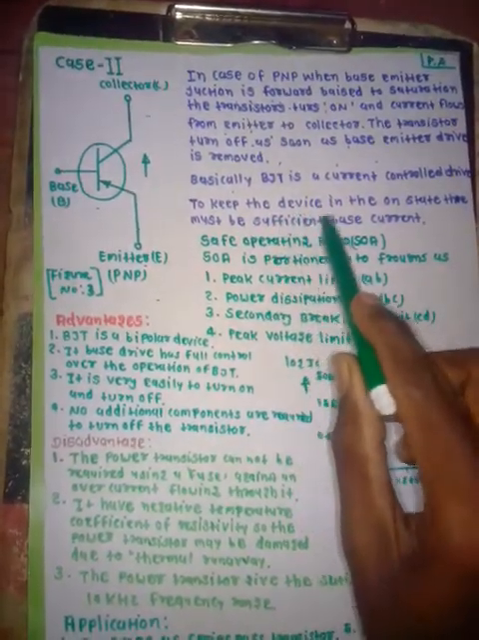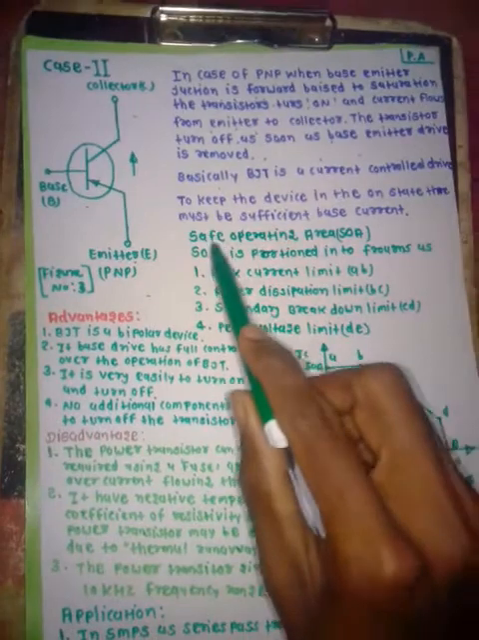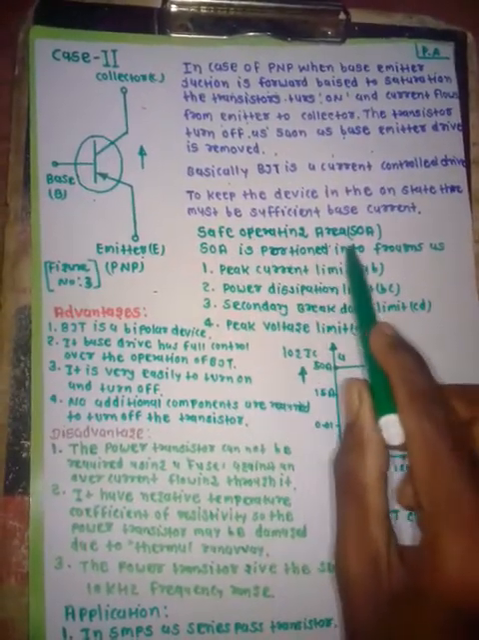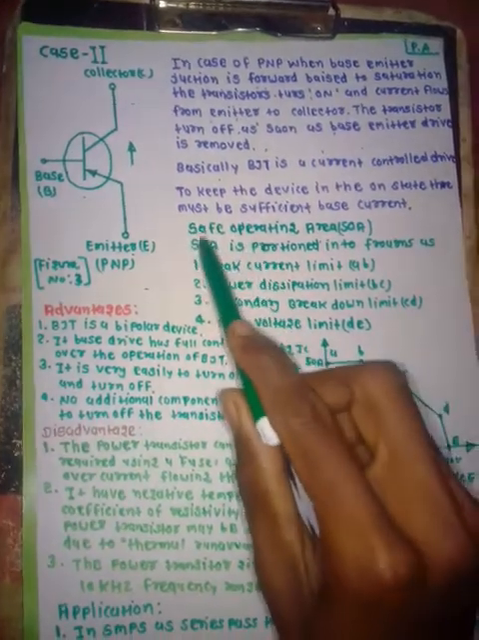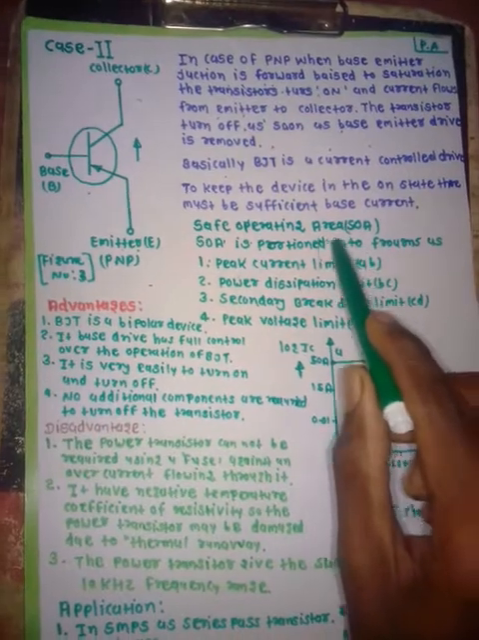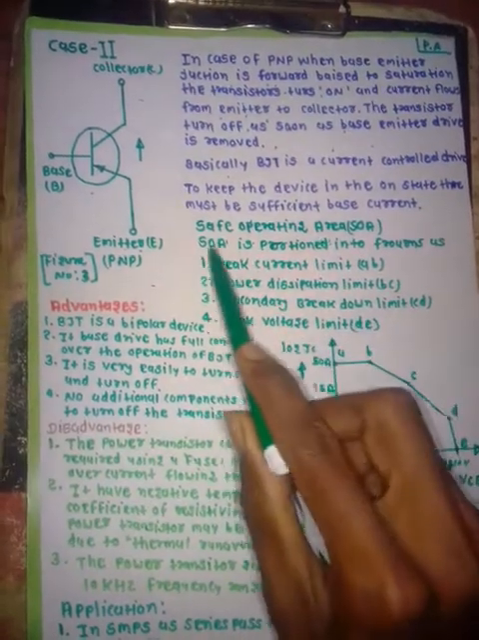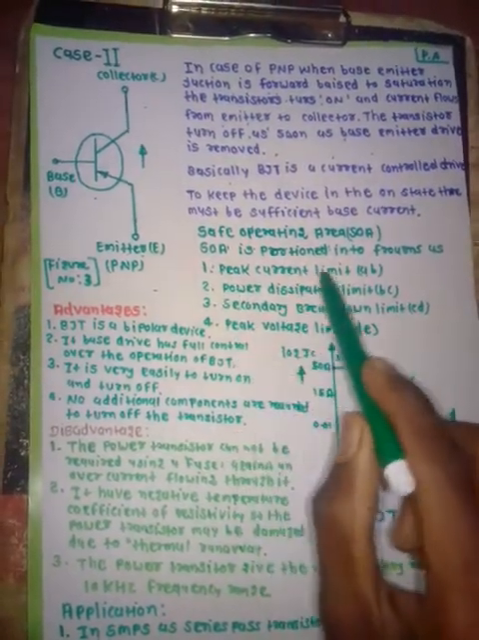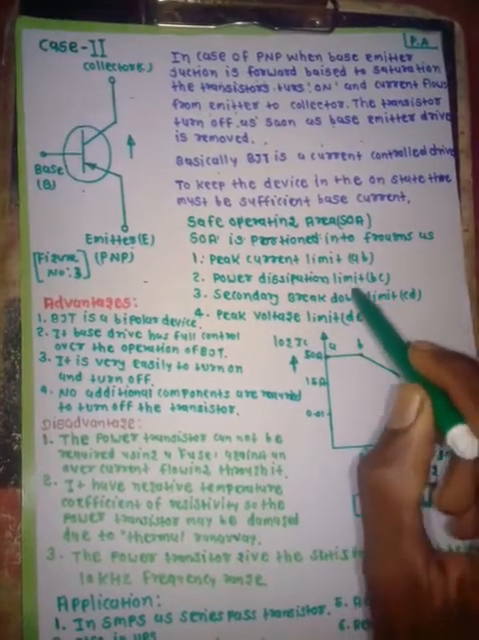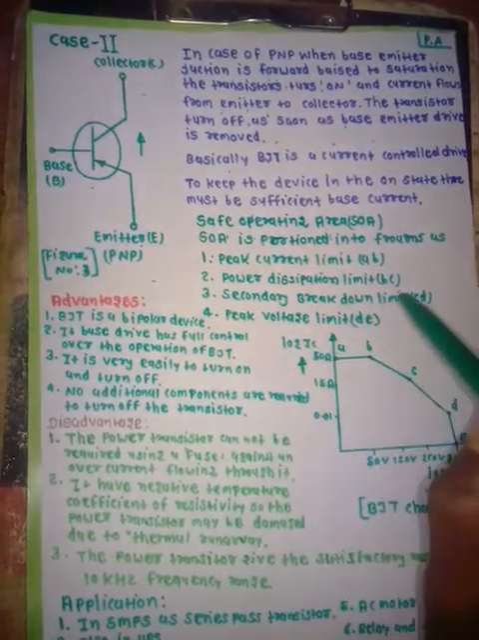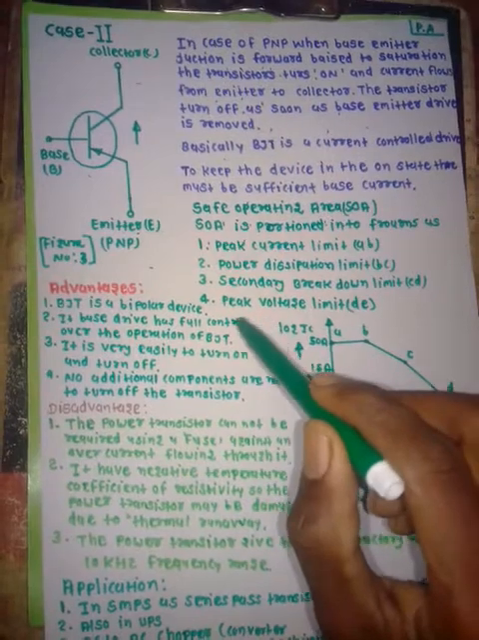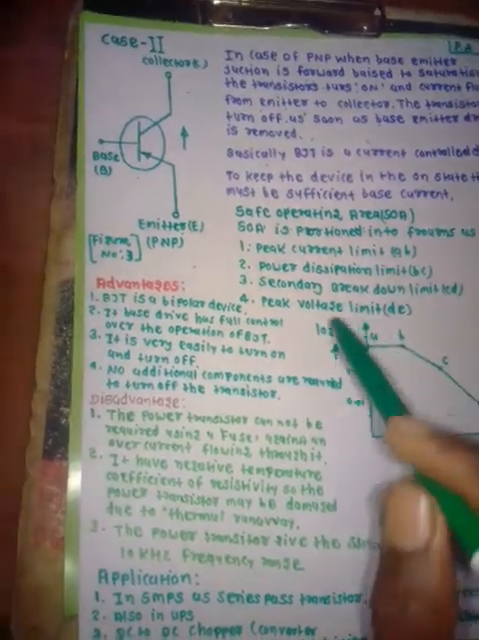The device must be kept within its safe operating area, SOA. The limits are the peak of current limit AB, the power dissipation limit BC, secondary breakdown CD, and the peak of voltage limit DE.